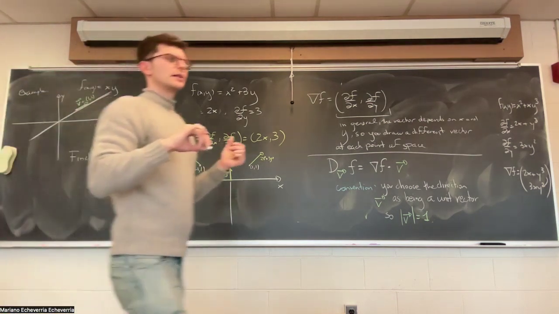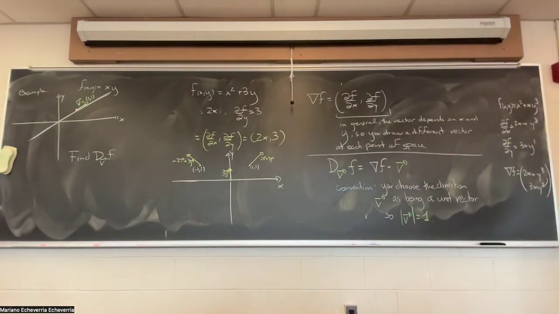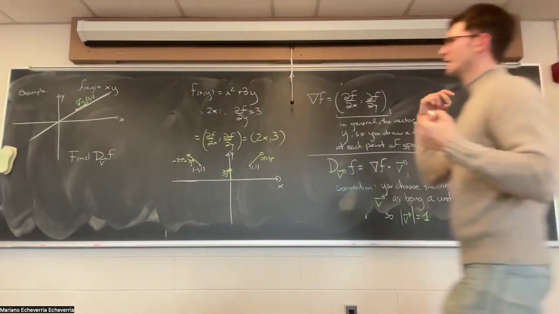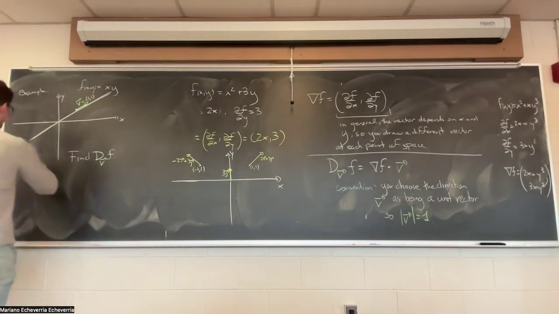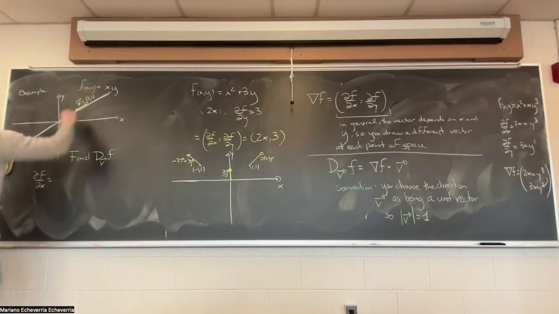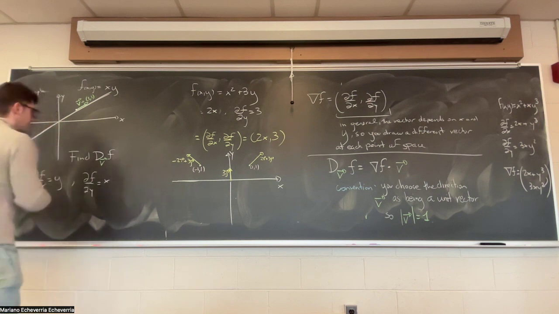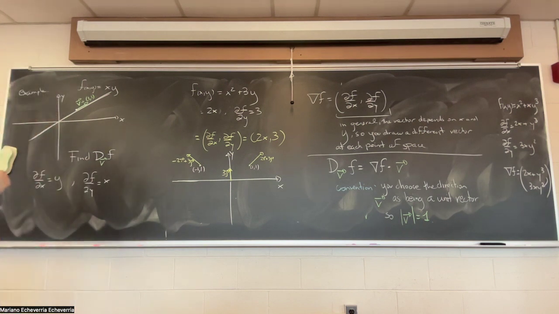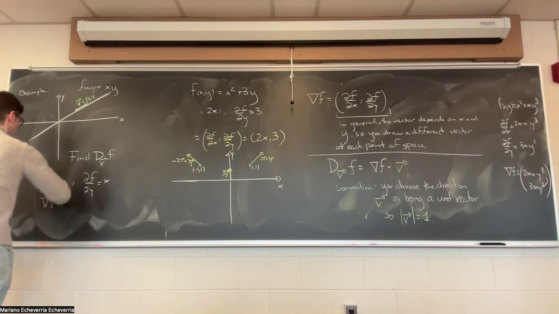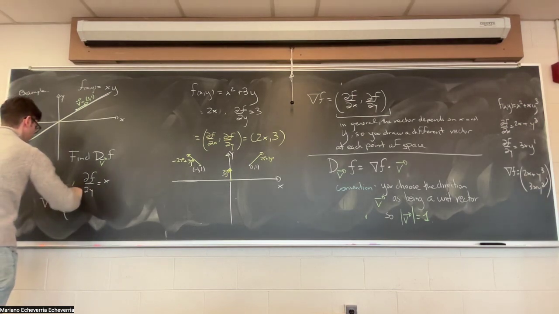So it's essentially what we were doing: you first find the gradient. To find the gradient, again, find the partial derivatives. So what are the partial derivatives in this case? The derivative with respect to x is y, and the derivative with respect to y is x. Okay, so the gradient of the function is y comma x in this particular case.